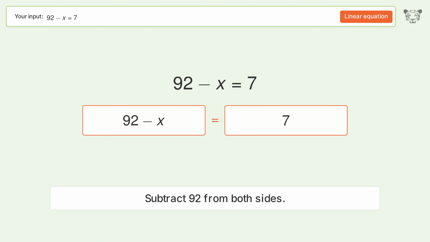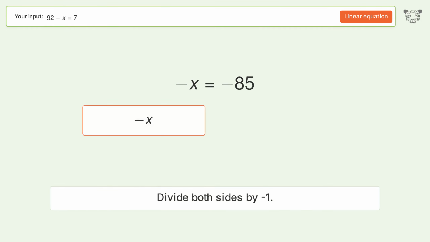Subtract 92 from both sides so the variable term stands alone. That gives negative x equals negative 85. The variable coefficient is negative 1. Divide both sides by negative 1 to leave the variable alone.